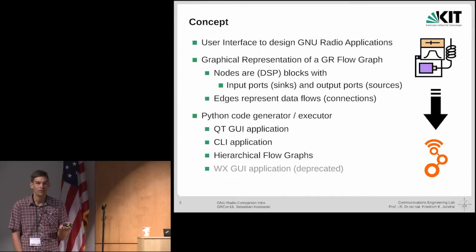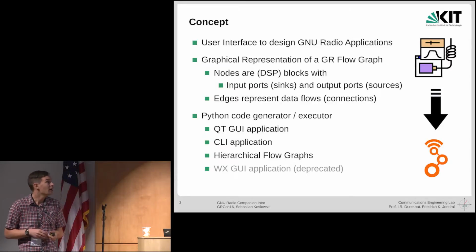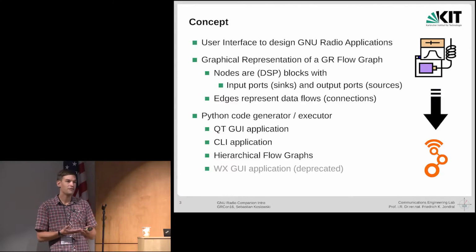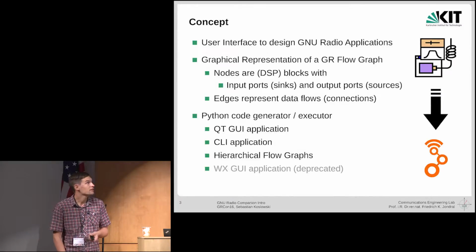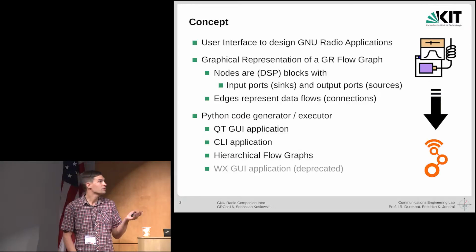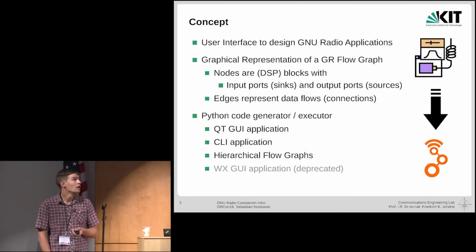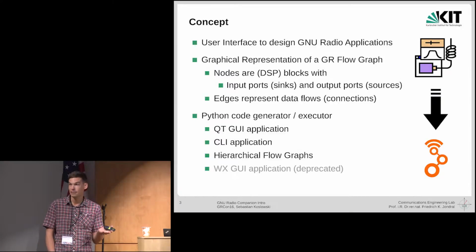Now, what are we dealing with? So we have a user interface to design radio applications. We call them flow graphs, and they're basically those graphs with nodes, which are DSP blocks. They're used to process inputs they get on sink ports, and they spit out data at the output, which we call source ports. So aside from that, we have edges between the nodes, and we call those connections, and there are different types of connections.